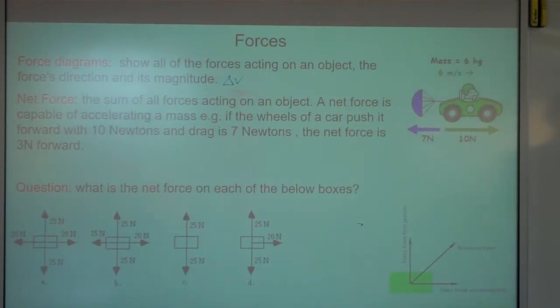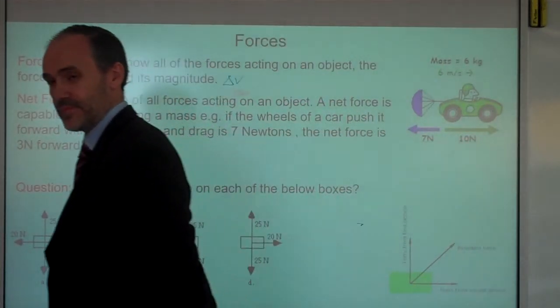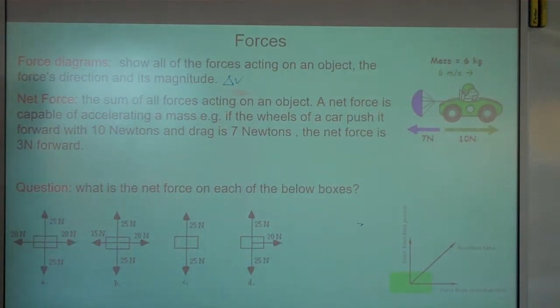How are we going on the ones below? What is the net force in each case? Draw an arrow and include a number as your answer. Do the first one. Left is 20 newtons, right is 20 newtons. Is there any sideways motion? No. Up is 25 newtons, down is 25 newtons. Is there any motion either up or down? No. So what is the net force in the case of A? It is 0 newtons.